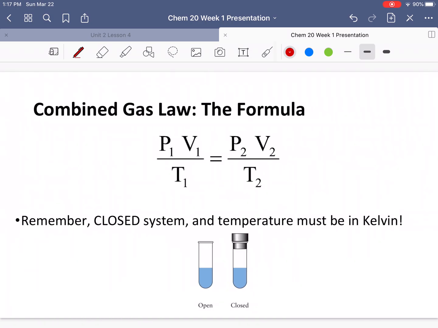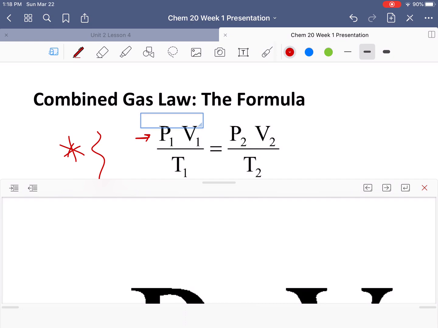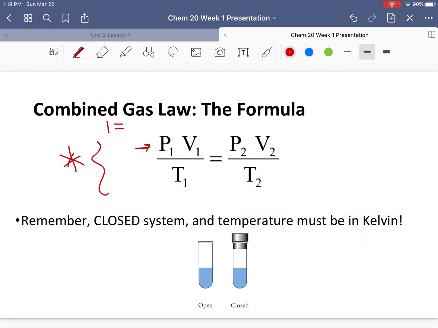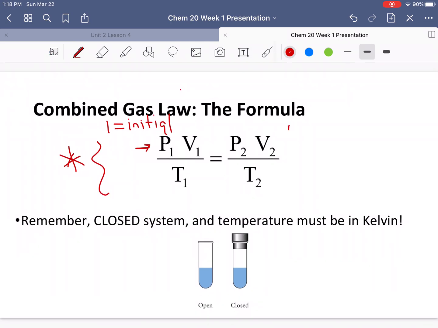All right, here we go. There is that wonderful world of your brand new formula. The logic of this is very similar to what you were seeing before, where 1 equals initial, and anywhere that you see a 2 equals final. So in terms of what the other variables are, they're exactly what you'd expect, based on what we saw before.